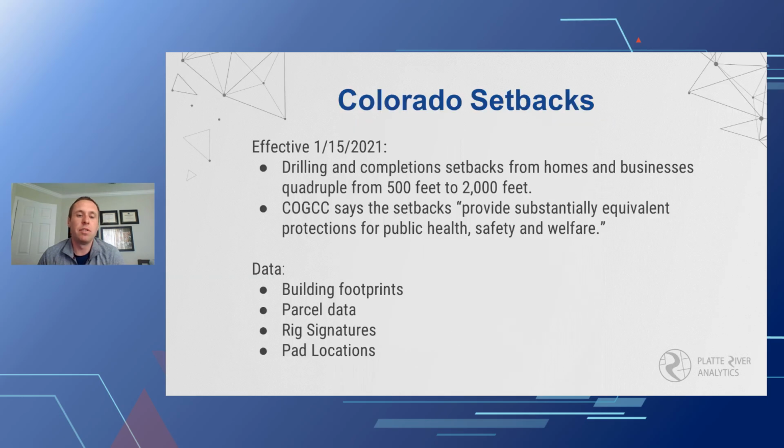So to recap, early in 2021, the Colorado Oil and Gas Commission passed a series of oil and gas specific laws that quadrupled drilling and completion setbacks from homes and businesses. The previous setback was 500 feet, and that has now increased to 2,000 feet. Commissioner Robbins of the COGCC says the setbacks provide substantially equivalent protections for public health, safety, and welfare. The setbacks have obviously affected dozens of operators in Northeast Colorado.